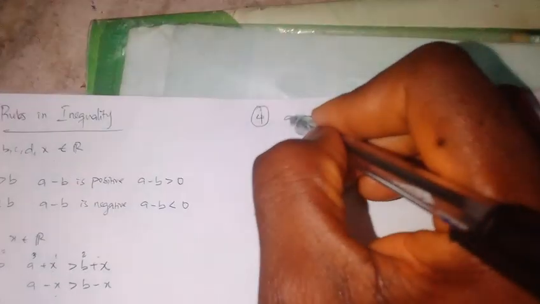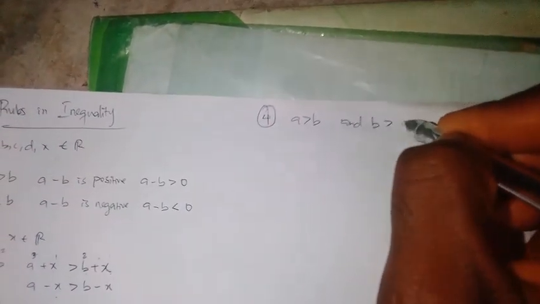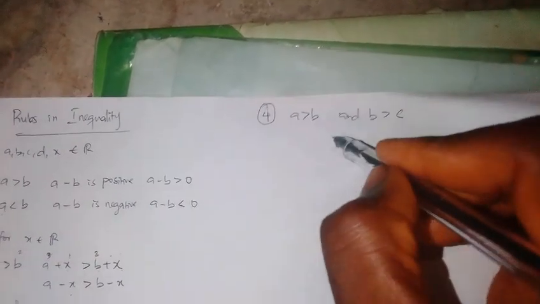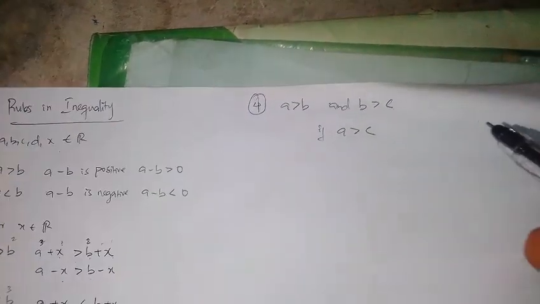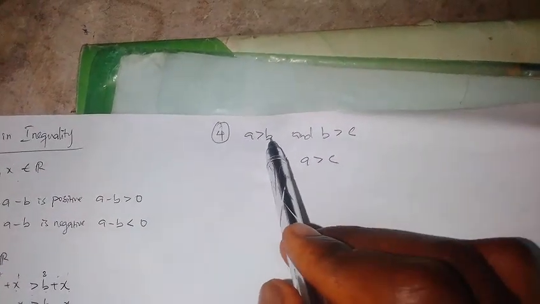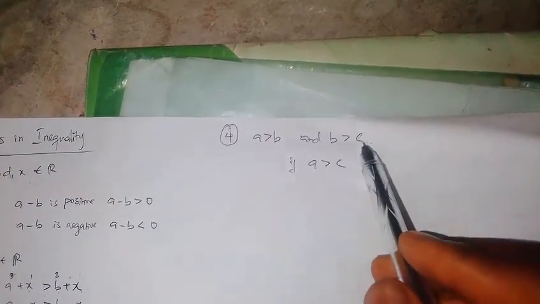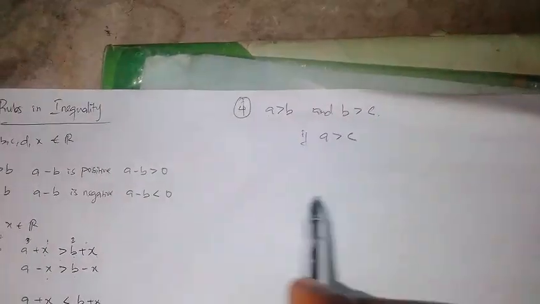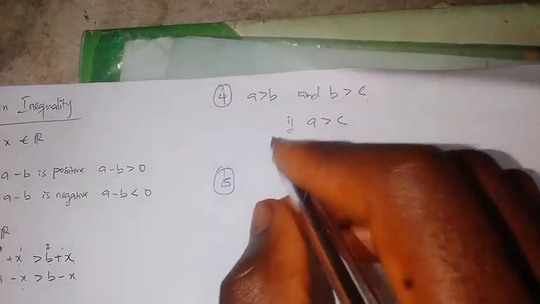Number 4, the fourth rule we have is: A is said to be greater than B and B is said to be greater than C, if A is greater than C. This is like a transitive relation. So we have A greater than B, B greater than C, then A must be greater than C. A equals B, B equals C, A is equal to C. So similar to all we have, you can test for it and then prove that it's correct.